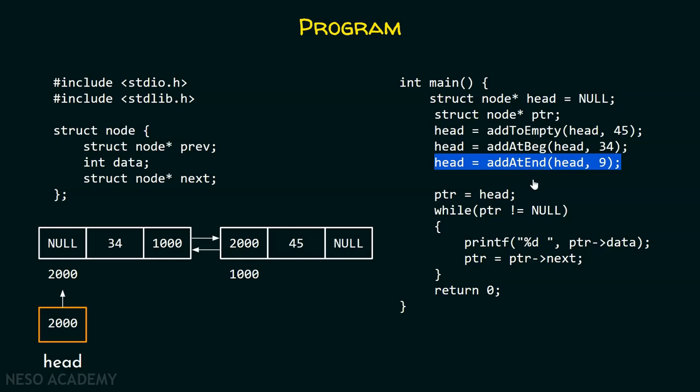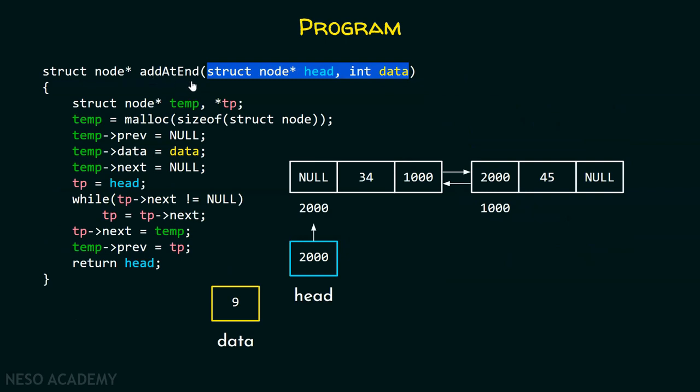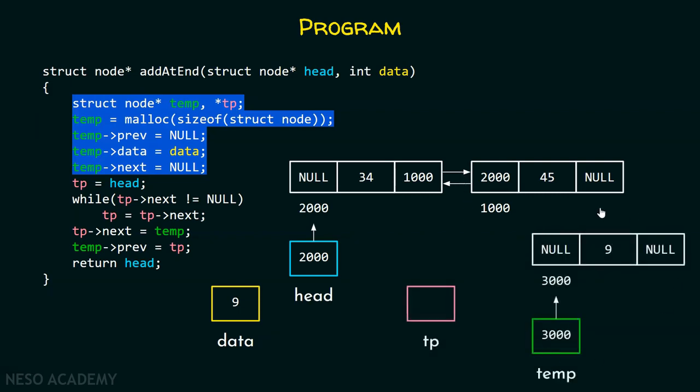And to this function, I'm passing head as well as the value. And this is how add at end function looks like. This particular function has a head pointer and a variable data. Head pointer will receive the address of the first node of this linked list, and data variable will receive the value 9. Now, with the help of these lines of code, we would be able to create a new node, which is the node we want to add at the end of this linked list. And this is how the node looks like. And we have a temp pointer pointing to this particular node. And we also have a TP pointer.